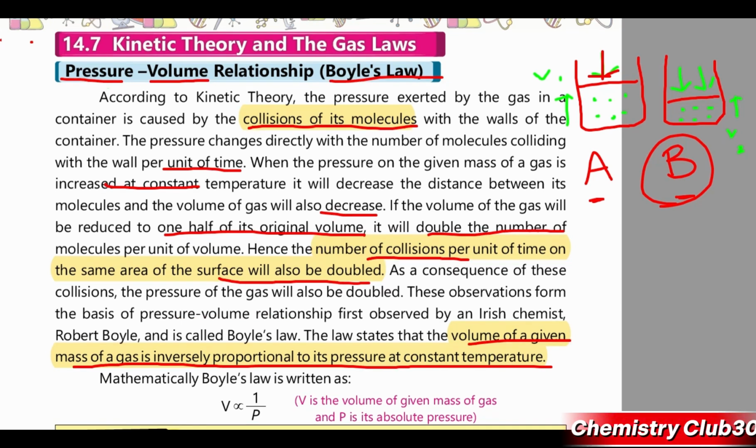Boyle's law states that volume of a given mass of a gas is inversely proportional to its pressure at constant temperature. So things that you must remember, that this relationship works when temperature is constant and mass of the gas is also constant. So there are two parameters which must be kept constant. First is the temperature and second is the mass of the gas. Then volume will be inversely proportional to the pressure.